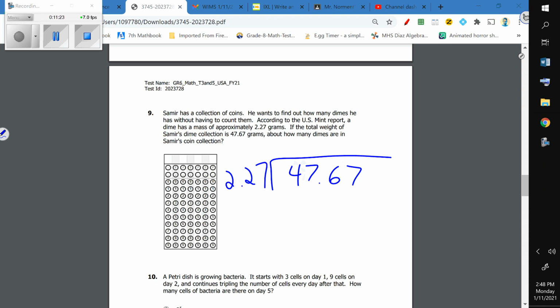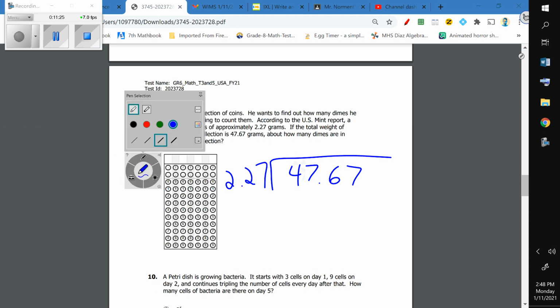And when you solve this, remember, you can't have decimals on the outside number. This outside number cannot be a decimal, so you need to move the decimal 2 places to the right. So you're going to move this 2 places to the right. And that actually gives you 227 here and 4,767 here. So now you're just taking 227 into 4,767.